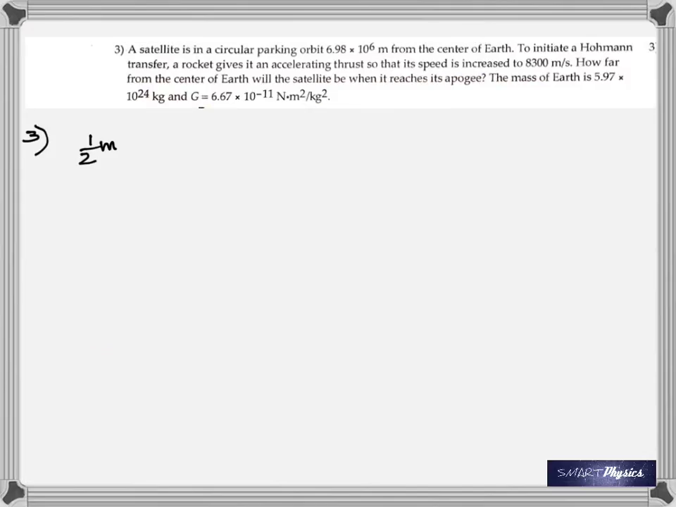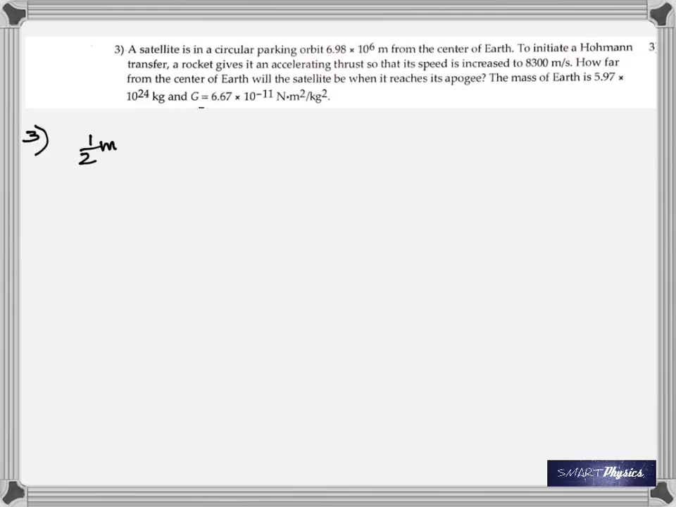Well, in this question, just understand that it is already in a circular parking orbit. That means it's in a stationary orbit, right? And it has to be moved just a little bit. That's what you mean by Hohmann transfer. So you have to fire a small rocket, so it has a force acting on it, and the speed is increased. When the speed is increased, wouldn't the radius of the orbit change? Yes, it would. That's the intention.